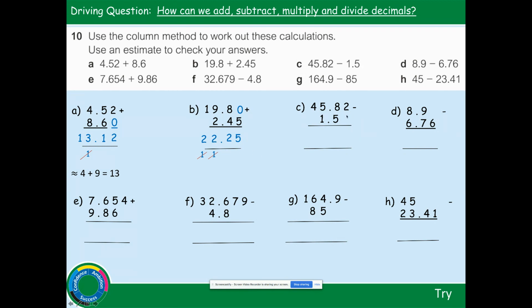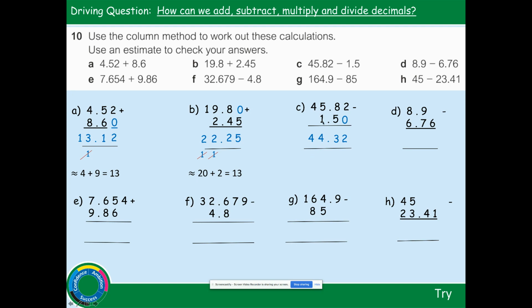Okay. Here I've got 2 decimal places, but I've only got 1 here, so I'm going to put a 0 in here. There he is. So now I can do my subtraction. 2 take away nothing is 2. 8 subtract 5 is 3. 5 subtract 1 is 4. 4 subtract nothing, there's nothing here, is 4. So my answer is 44.32.